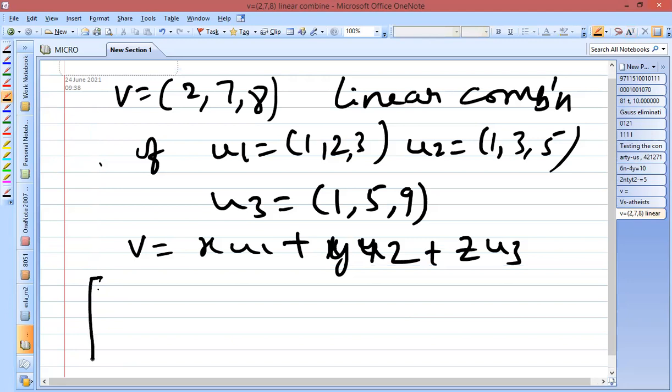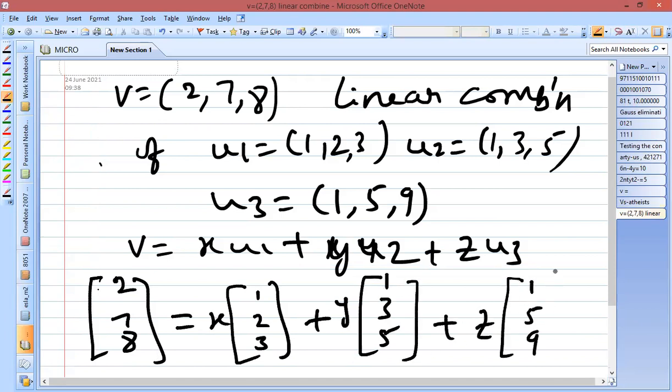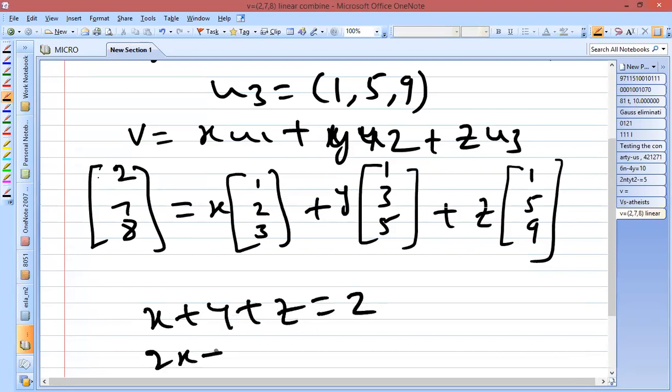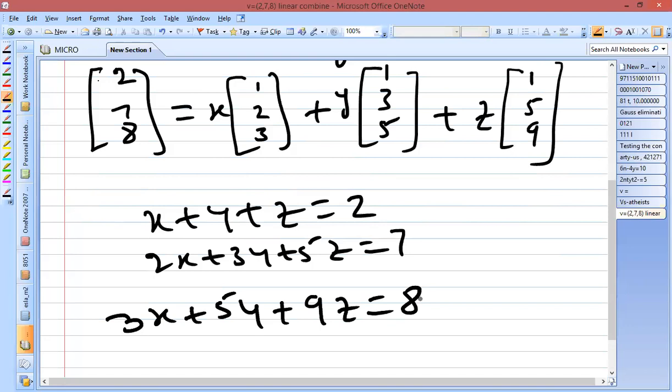Yes, write it. (2, 7, 8) is equal to x into (1, 2, 3) plus y into (1, 3, 5) plus z into (1, 5, 9). From this, we can write x plus y plus z is equal to 2, 2x plus 3y plus 5z is equal to 7, and 3x plus 5y plus 9z is equal to 8. Take these as equations 1, 2, 3. So just check in your calculator whether you will be able to get the values of x, y, z.